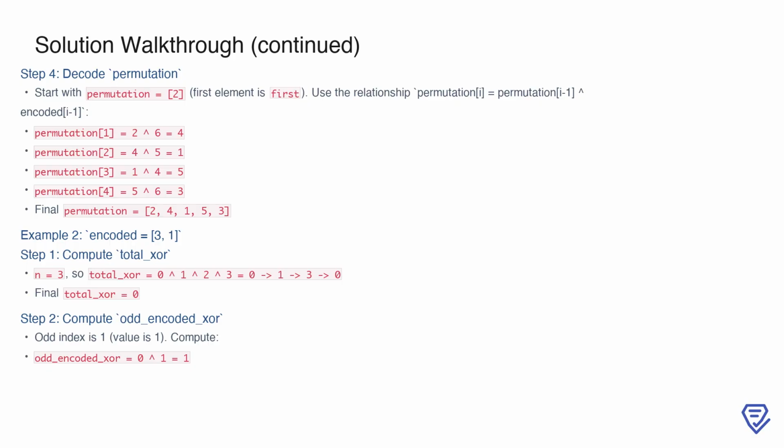Moving to another example, with encoded equals 3, 1, we first calculate total XOR. Here, n equals 3, so total XOR equals 0 ^ 1 ^ 2 ^ 3. The intermediate values are 0, 1, 3, and finally 0. Thus, total XOR equals 0. For odd encoded XOR, we consider only the value at the 1-based odd index 1, which is 1. Starting with 0 and XORing with 1, we get odd encoded XOR equals 1.